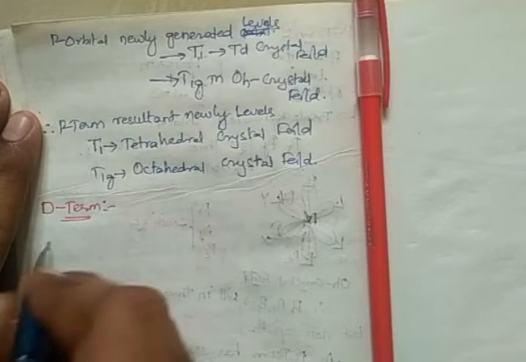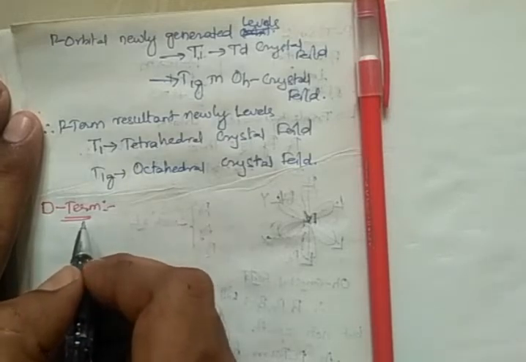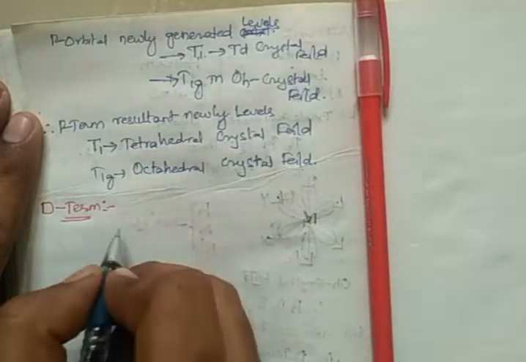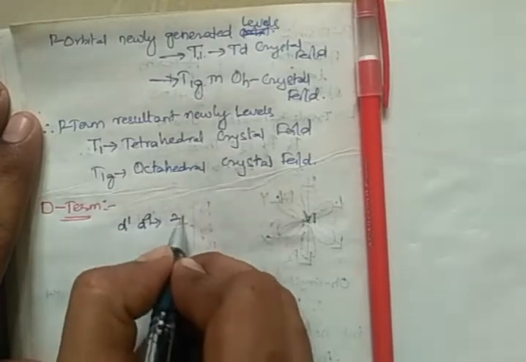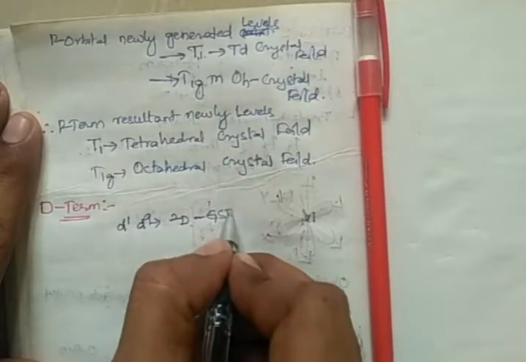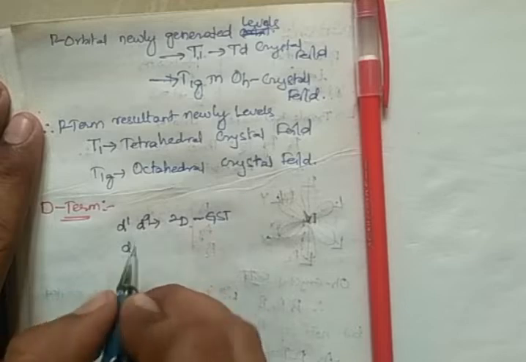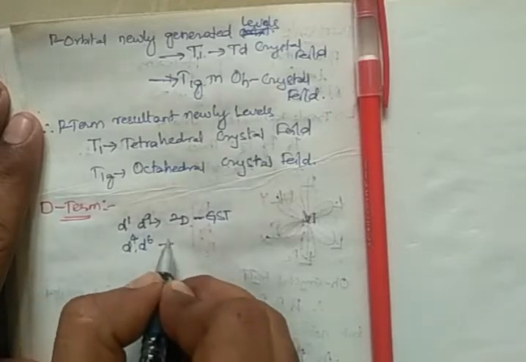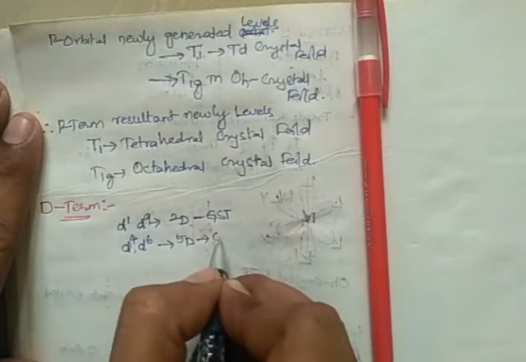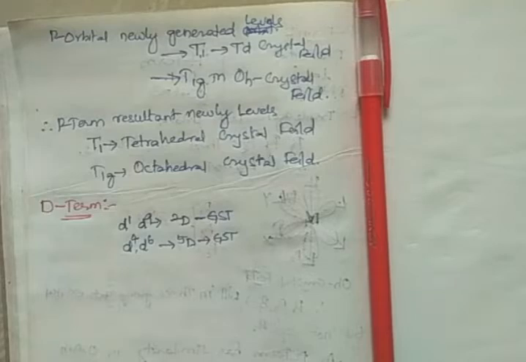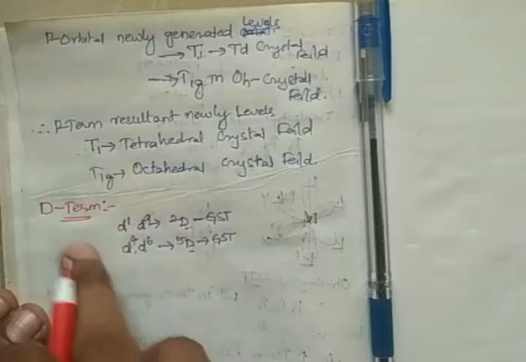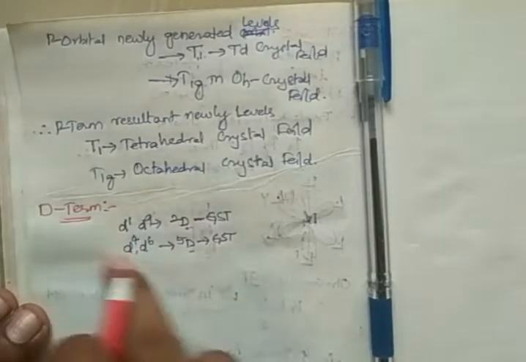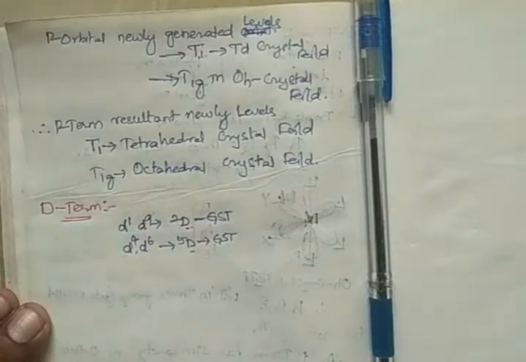The D term can be observed as the ground state term in four different electronic configurations. For the d1 and d9 electronic configurations, we have observed 2D as the ground state term. And for d4 and d6 electronic configurations, we have observed the 5D term as the ground state term. So for all four of these electronic configured metal complexes having a D term, we can adopt the crystal field effect of the D term.